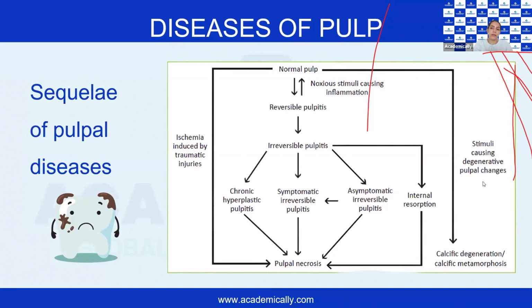Then replacement resorption happens more when we reimplant the tooth. And calcific degeneration, pulp stones can happen with chronic inflammation, chronic hyperplastic pulpitis. All these are basically the chronicity of the inflammatory responses. Moving to the next slide.